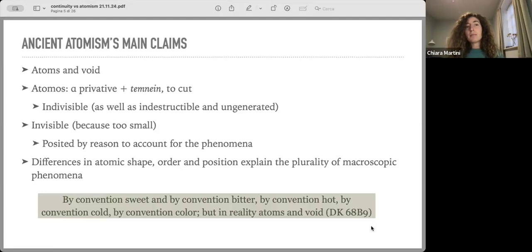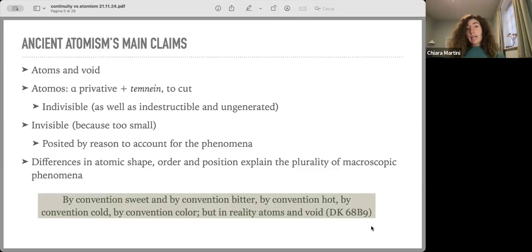The main tenet of ancient atomism is very simple, and it's that all that there is, is atoms and void. What really exists is just two things, atoms on the one hand and void on the other. Atom is a Greek word, and it literally means indivisible. So it comes from the Greek word temnein, that means to cut something, to divide it, and the alpha privative at the beginning means that you cannot cut, that that thing cannot be cut.